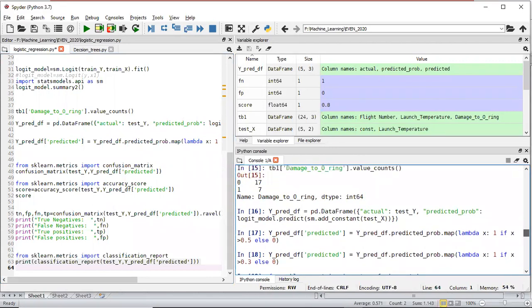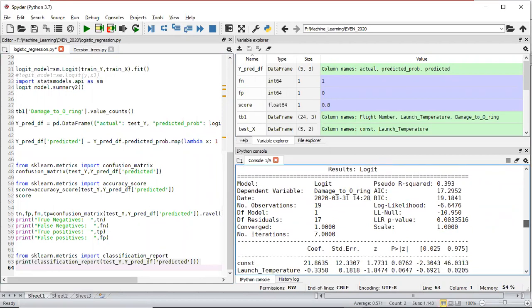Any doubts you are getting? Try to do the same on your PCs. If you are getting any doubts, please ask me later. Later also you can ask.